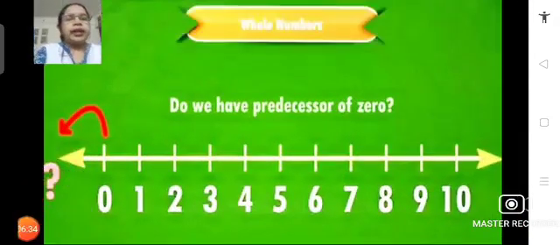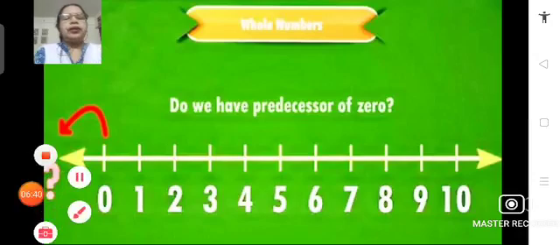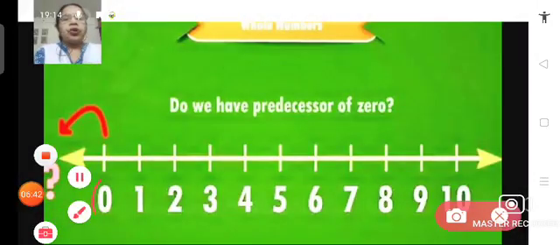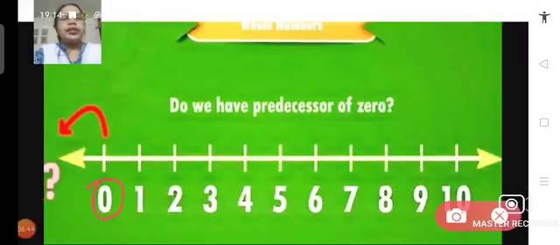Now look at the number line here. Do we have the predecessor of 0 on this number line? No, we don't have the predecessor of 0 on this number line. 0 is the smallest whole number. We don't have a predecessor of 0.